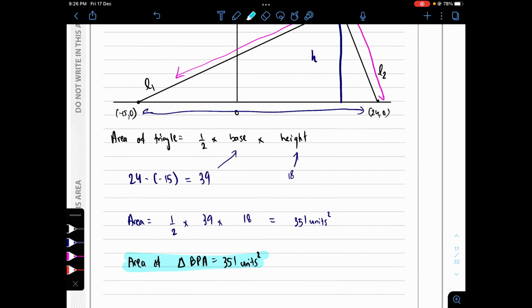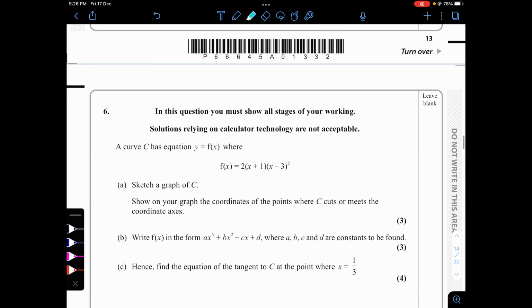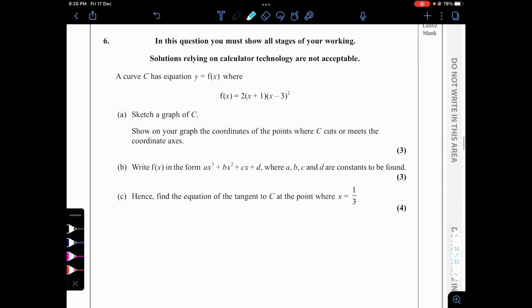So that is the end of question 5. Let's move on to question number 6. So a curve has equation y equals f of x, where f of x is (2x plus 1)(x minus 3) cubed, (x minus 3) squared. Sketch a graph of C. Show on the graph coordinates where C cuts or meets the coordinate axes.